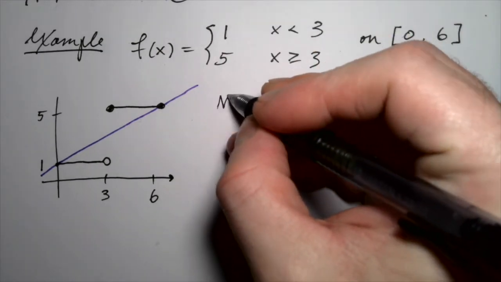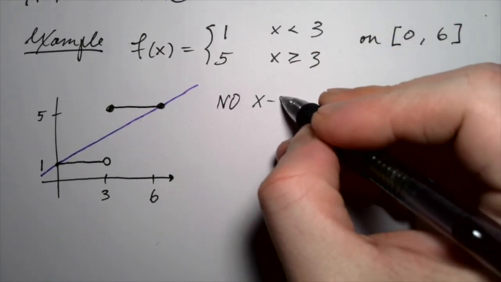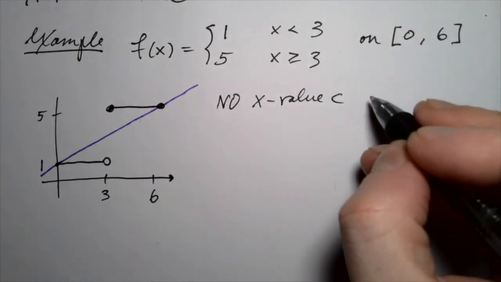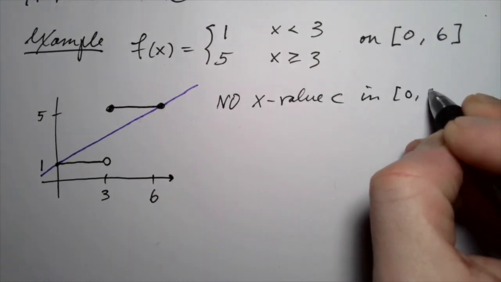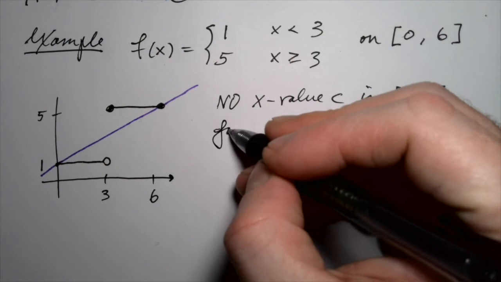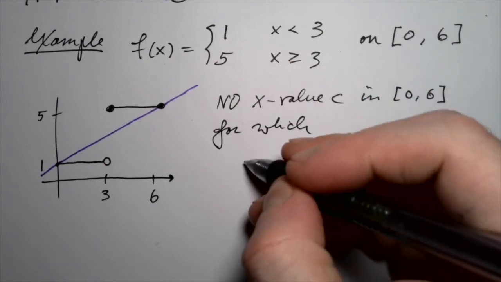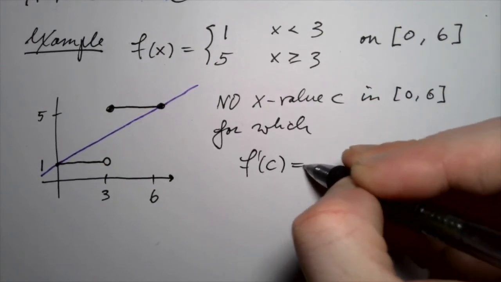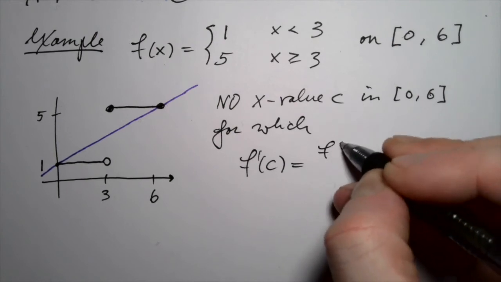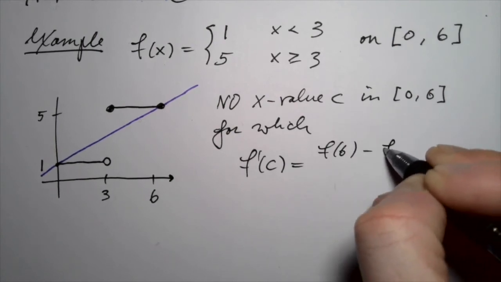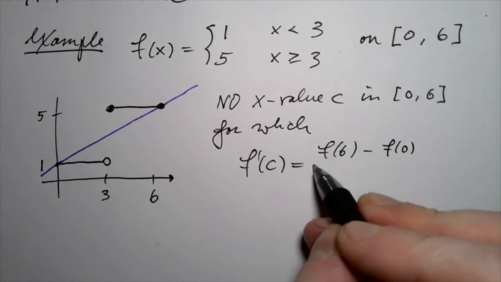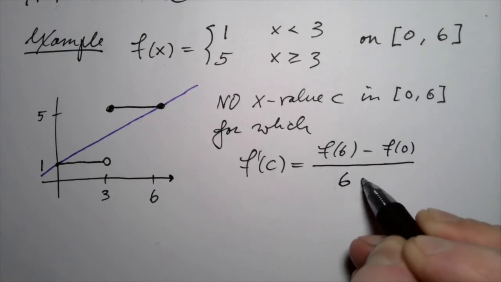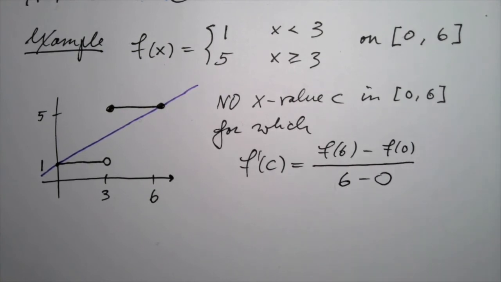So there is no x value c in this interval for which the statement of the mean value theorem holds. That's my claim. And to make this absolutely precise, let's see what the mean value theorem would give us if it were true.